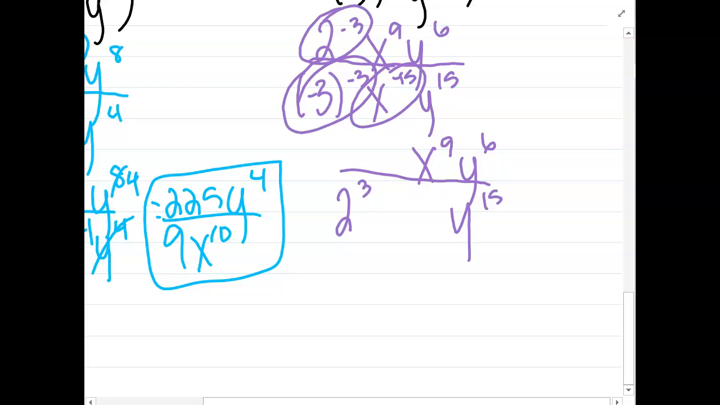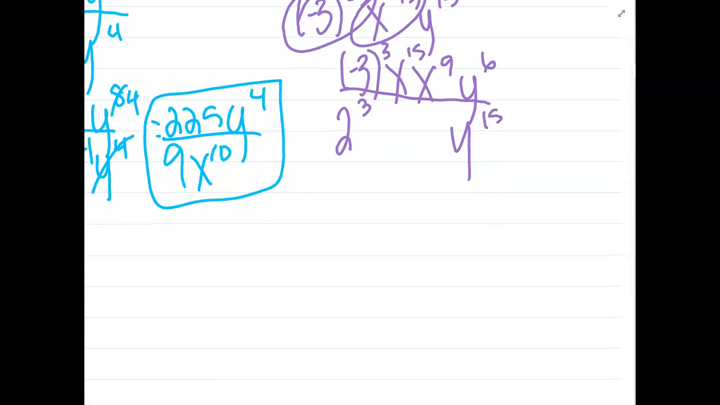Now remember, when you take this negative 3 from the denominator, the base stays. That negative 3 stays a negative 3. The exponent changes from a negative 3 to a positive 3. And then the x to the 15th comes up to the numerator and becomes a positive 15. So last thing, negative 3 cubed, negative 3 times negative 3 times negative 3 will give me a negative 27. 2 cubed, 2 times 2 times 2 will give me 8.